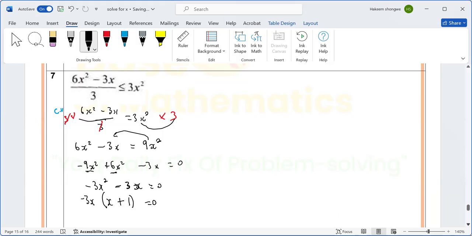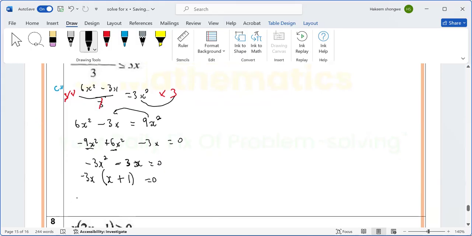Then we can use the zero factor rule, because the negative 3x squared multiplies the x plus 1. Okay, we have minus 3x, which is going to be 0, or we have x plus 1, which is going to be 0. So from here we divide by minus 3, and x is going to be 0, or x is going to be equal to minus 1. And then we try to represent this graphically. Let's check what we have.